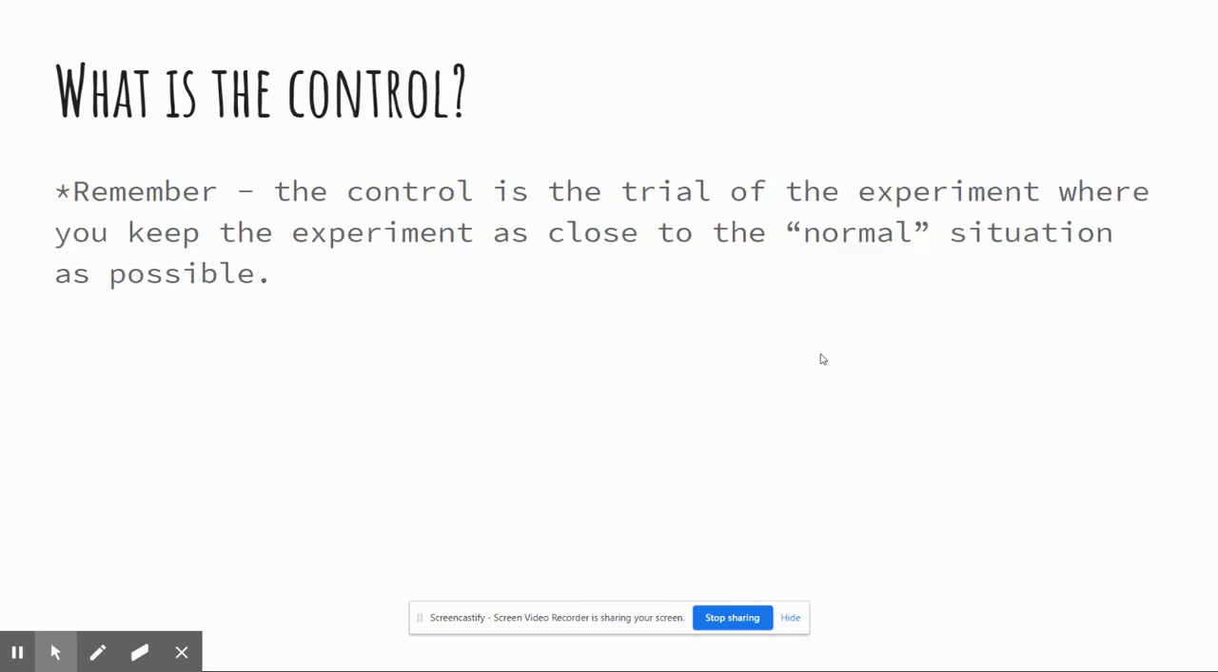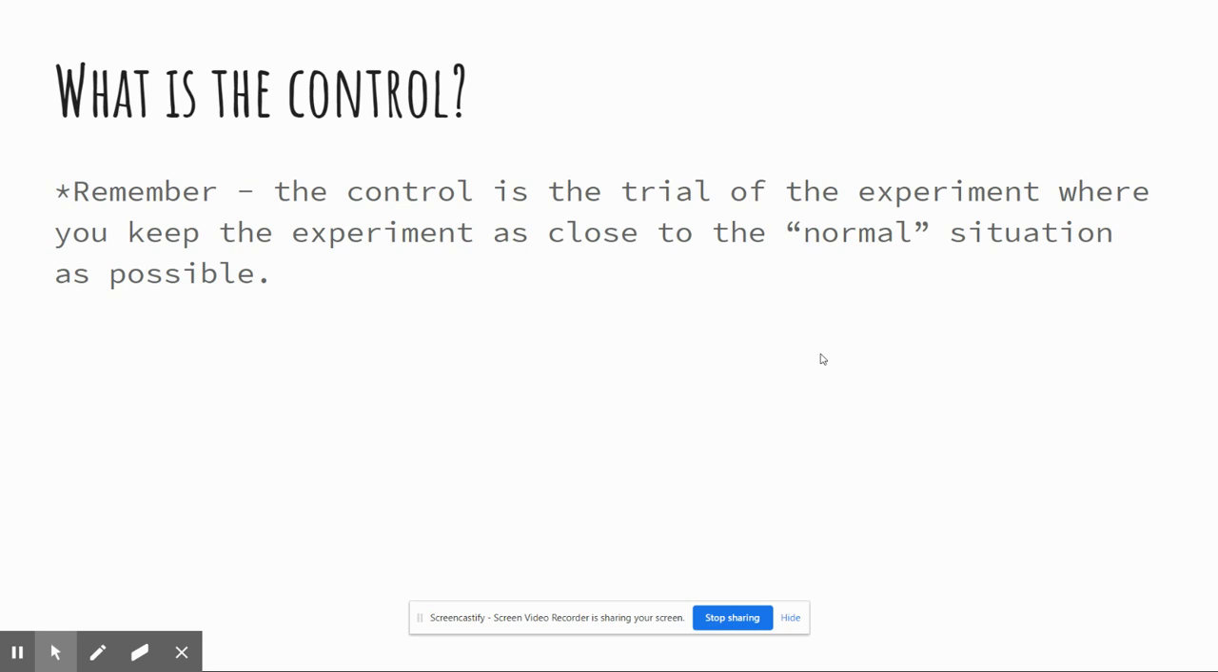Control, okay? So again, control is the type, the trial of the experiment that is as close to normal as possible. So you think to yourself, okay, we had one in hot water. Do we usually heat a glow stick up before we use it? No, so that's not our control. We had one in room temperature, right? Do we usually just crack a glow stick at regular room temperature? Yes, so that definitely could be our control.